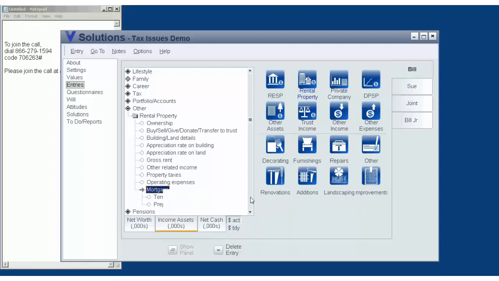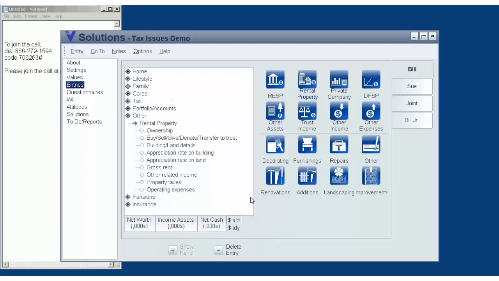Any questions so far about all these basics about rental properties and the tax implications of them?